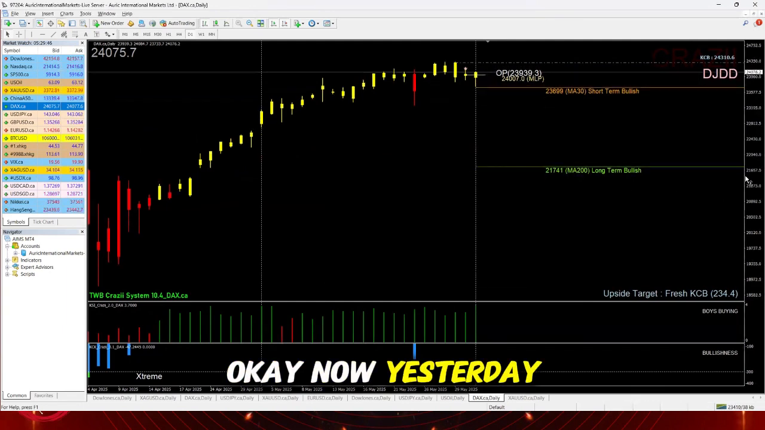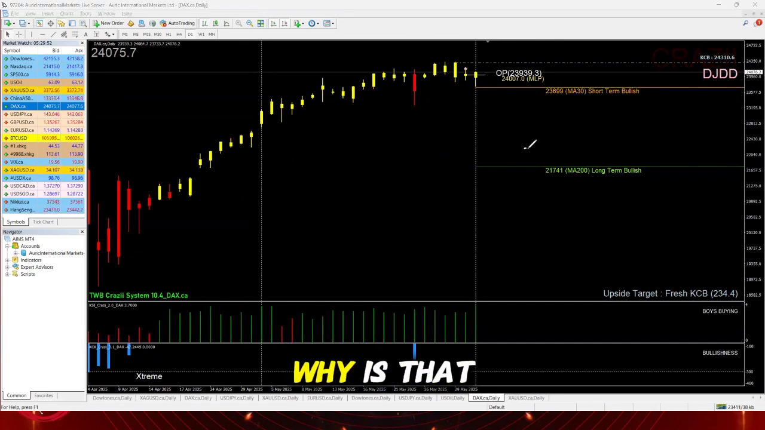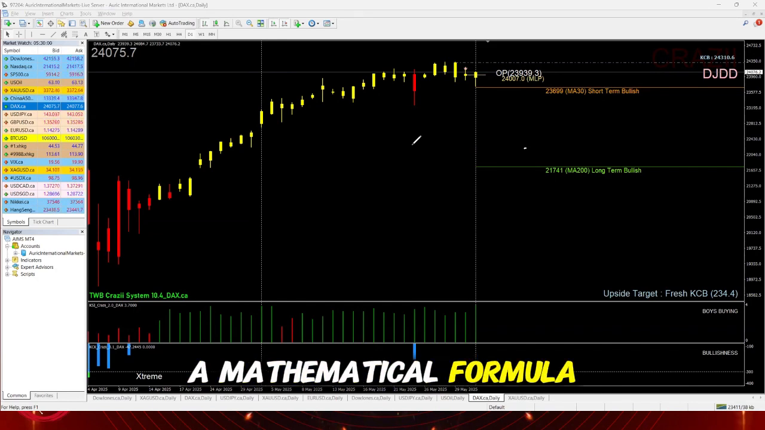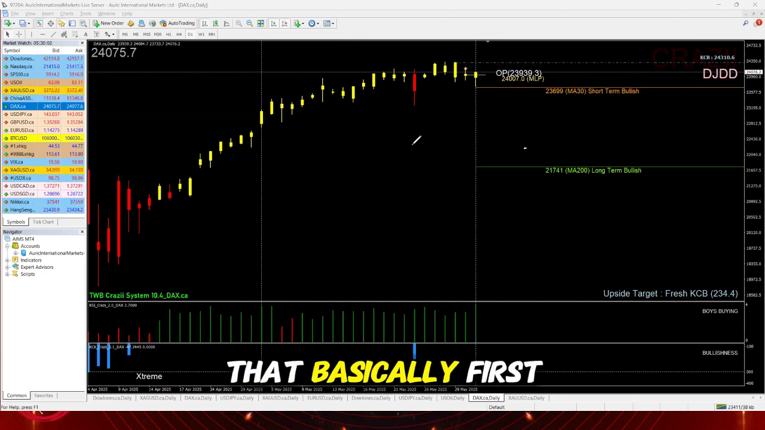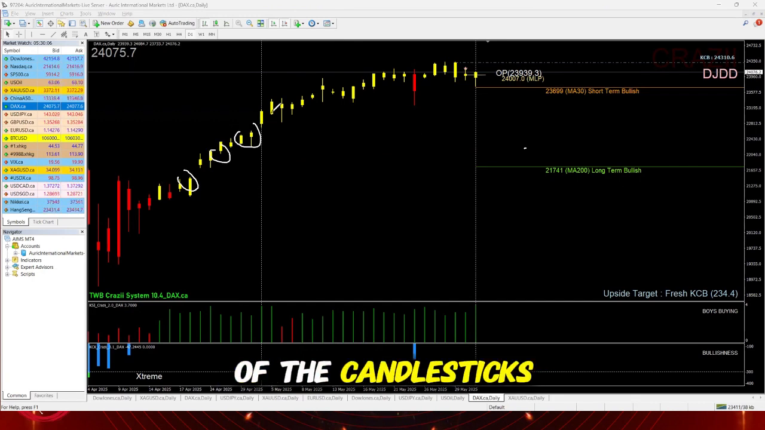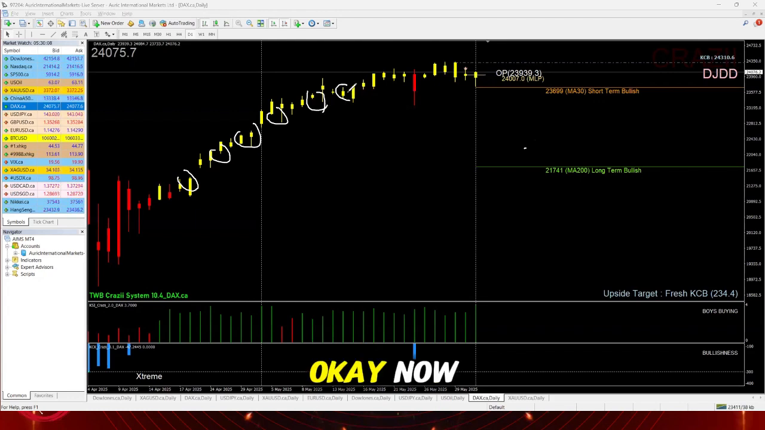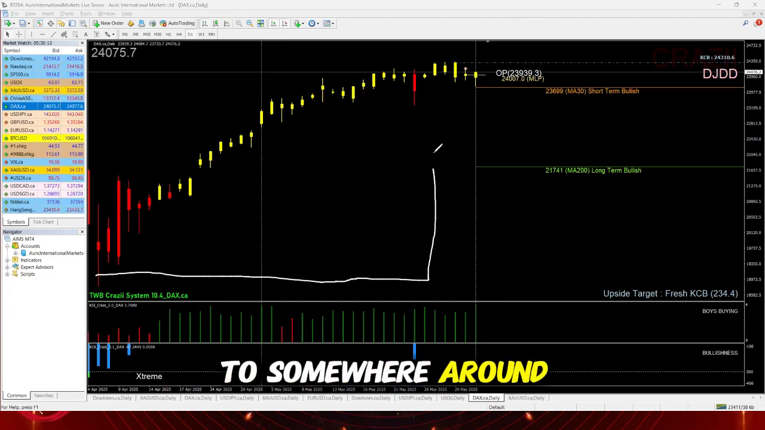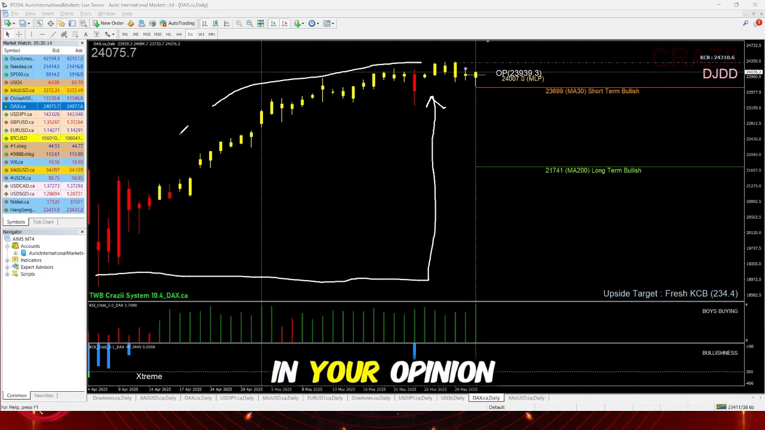Okay. Now yesterday DAX got no pivot. Yesterday DAX got no pivot. Now why is that so? Like I say again, the way this whole system computes the pivot is a mathematical formula that first arrives at patterns of the candlesticks. Now you can see that just from here alone to somewhere around here, for example.